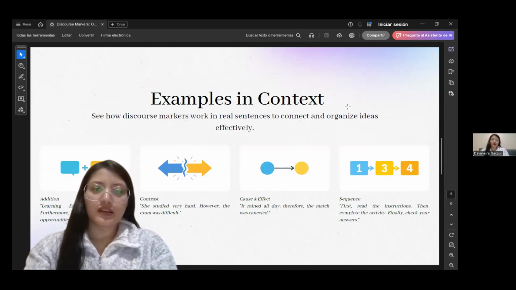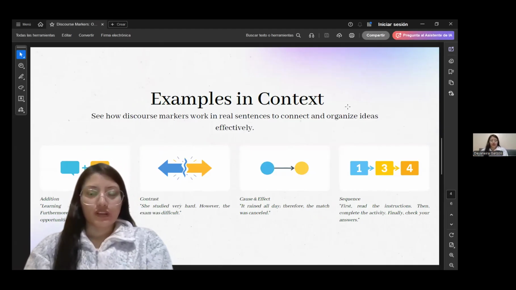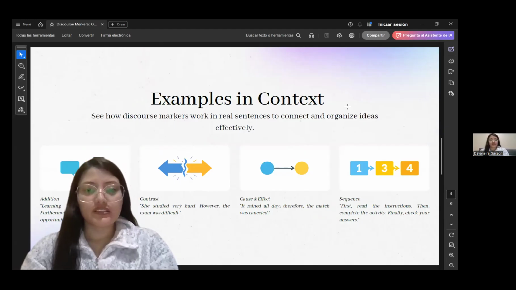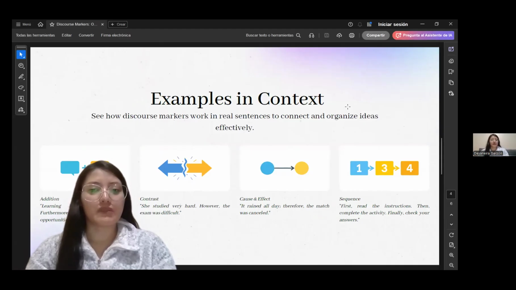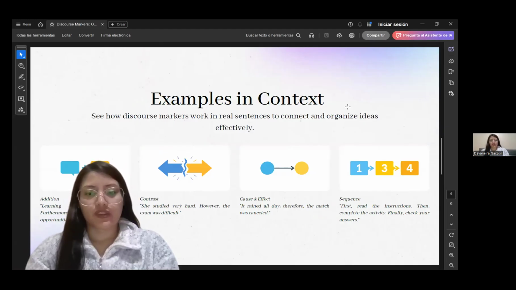Now, let's look at some examples. For addition, we can say, "Learning English is interesting. Furthermore, it opens many job opportunities." For contrast, "She studied very hard. However, the exam was difficult."